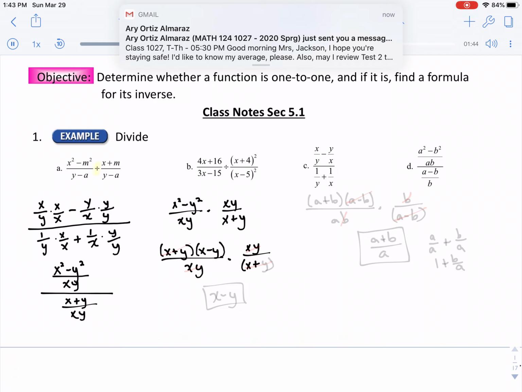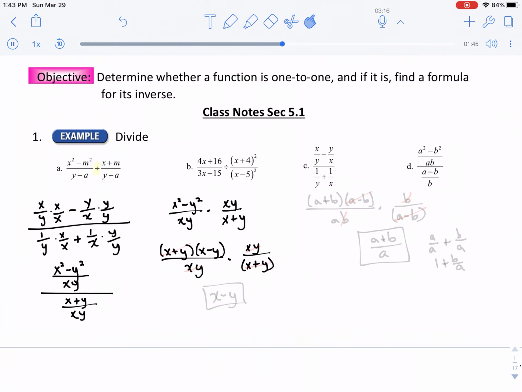I'm going to put that in parentheses so now I can start reducing. So when I reduce, the xy and the xy reduce. Remember that to reduce, one has to be on top, one has to be on the bottom, and it has to be all multiplication, which these are. And that leaves me my answer, which is x minus y.